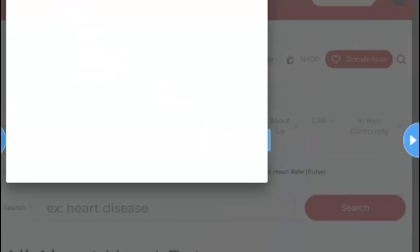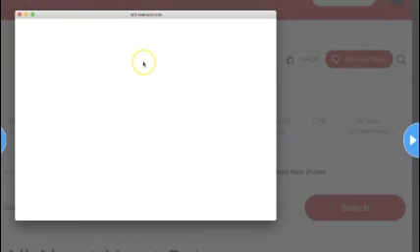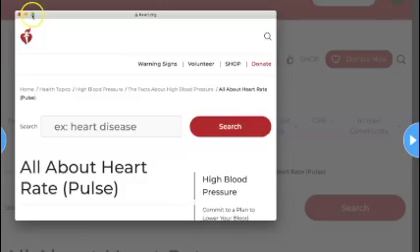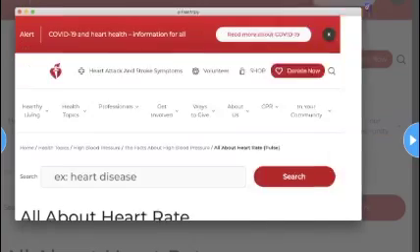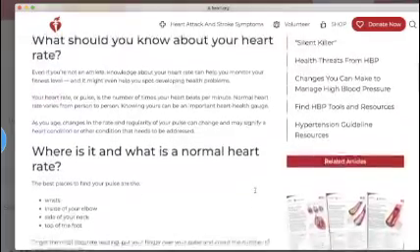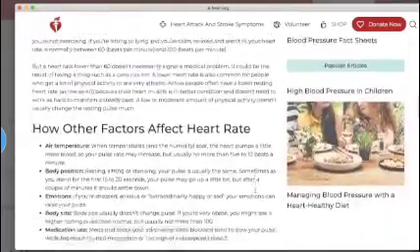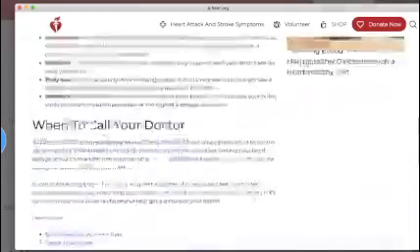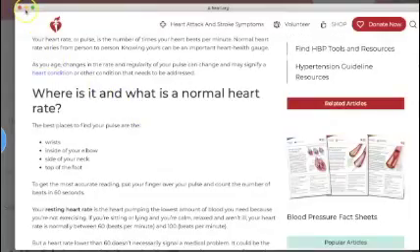I'll show you what the article looks like. It's not very long. Okay, here we go. Easy read, it'll take you a couple minutes. Okay, that's all it is.